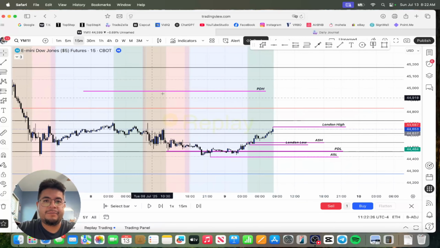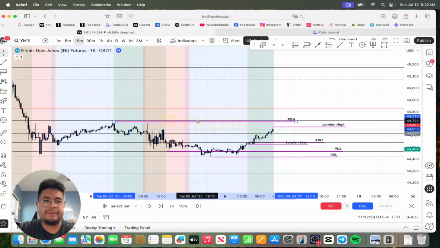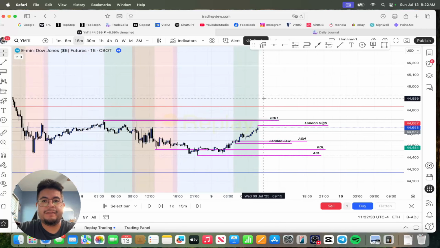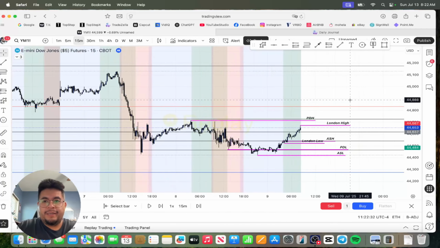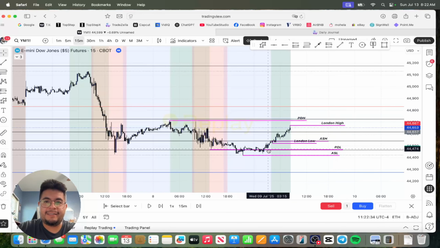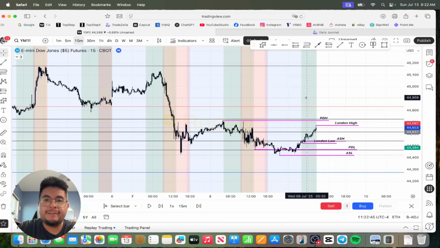Okay, previous day high, let's not forget about that right there. So we could see that London had an immediate reaction. Like I said, it kept going up and up. 418, it's already at 670. That's a great move right there.